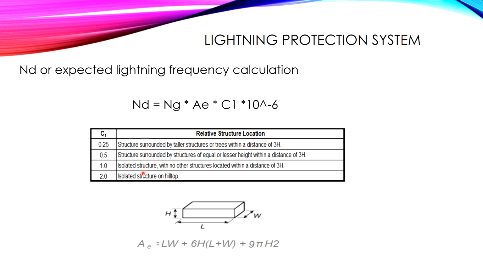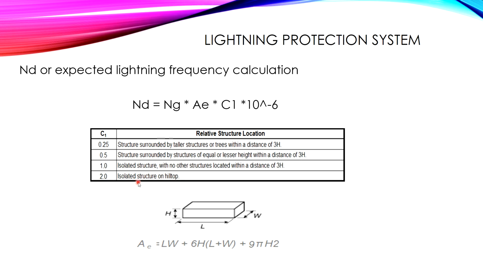And you will see that if we go down, if it is an isolated structure on a hilltop, then we will use a C1 of 2. So this represents the probability of lightning hitting our structure. This one is 0.25, a low value. Why? Because we have taller structures around our building, so the lightning will definitely hit the other ones with higher probability. Okay, so the other structures will have a higher probability that they will take the lightning.